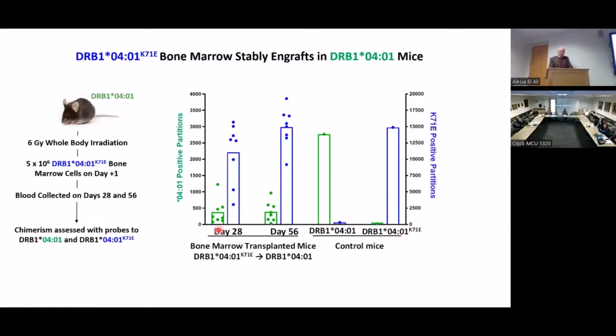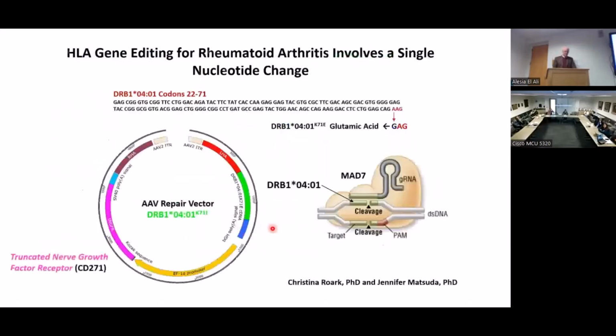And then if we take the green mouse and give them a bone marrow transplant from the blue mouse, now you can see by day 28, it's about 3/4 of the cells in the blood are K71E, and by day 56, it's nearly complete. By the way, we followed these out. We looked in spleen and lymph nodes and in various tissues, and these cells have now infiltrated everywhere. So basically, by doing this type of transplant, we can replace the cells everywhere.